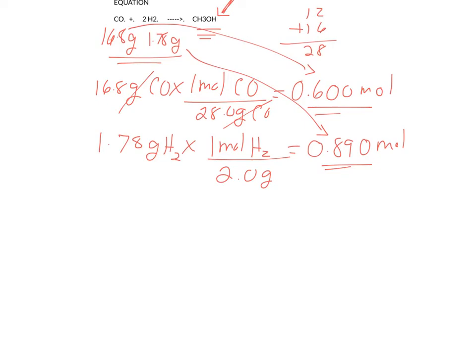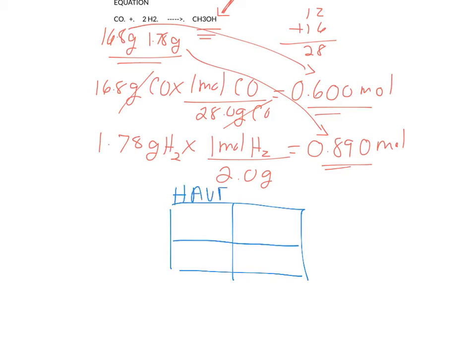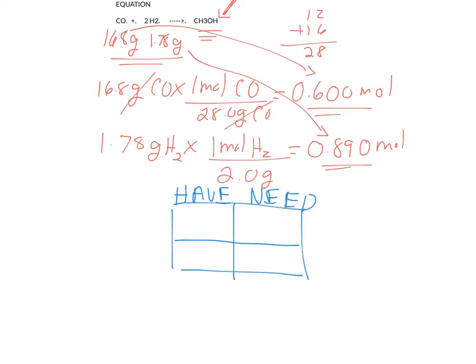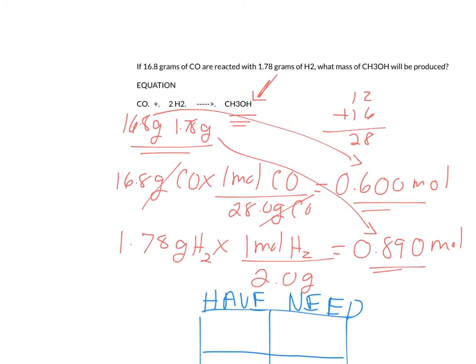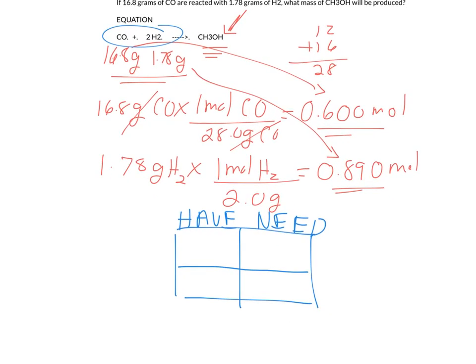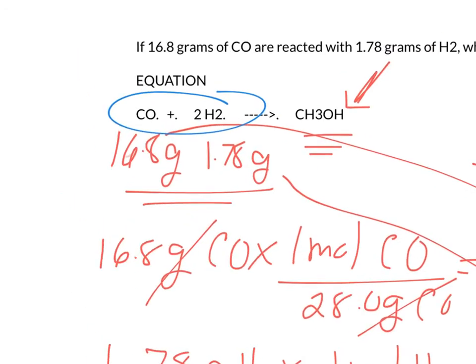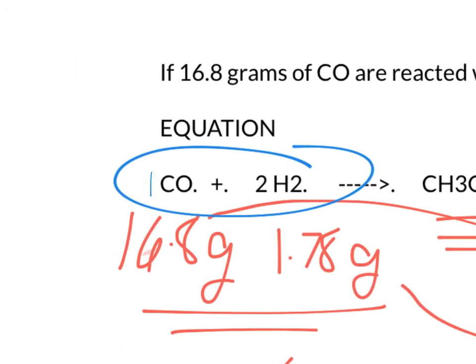We're now going to put this information in a way that we can keep track of what's going on, and that's by putting it in the molar box. Remember that the first part of the box is have, and the second one is need, and this box is going to help us keep track of the fact that carbon monoxide and hydrogen are dealing with each other in a ratio of 1 to 2. And we're getting that from this equation here, 1 to 2. That's how they're relating.